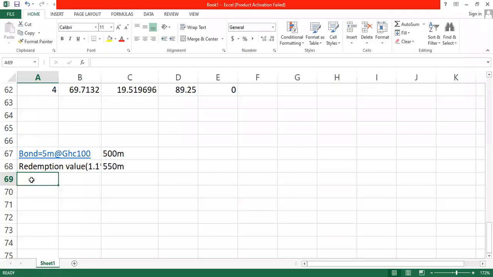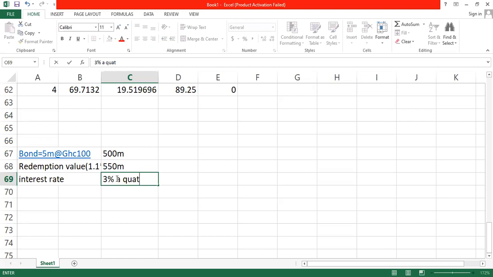So what is the interest rate? The interest rate is 12% with quarterly compounding. So what would be the quarterly rate? 3%. So you just put the 3% over there. It means that you are changing your interest rate to quarterly. So the redemption value is now the future value, isn't it? So we have to find the amount. So how do you find the amount?